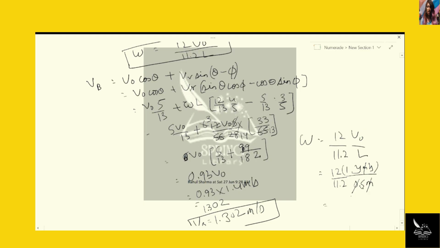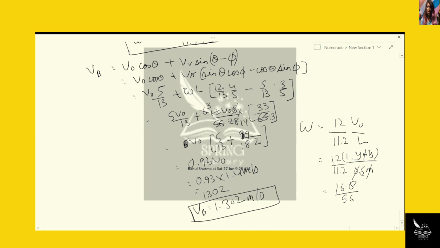So it's 14 times 12 divided by 11.2 times 5. So 14 times 12, 12 fours are 48, 12 1 is 12 plus 4 is 16, so 168. Then in the denominator, 5 times 11.2. So 11 times 5 is 55, and then 5 times 0.2 is 1. So 55 plus 1 is 56. This can be further simplified by dividing by, I think, 4. So 4 into the denominator gives us 14, and the numerator gives us 42. So it's 42 over 14 radians per second.